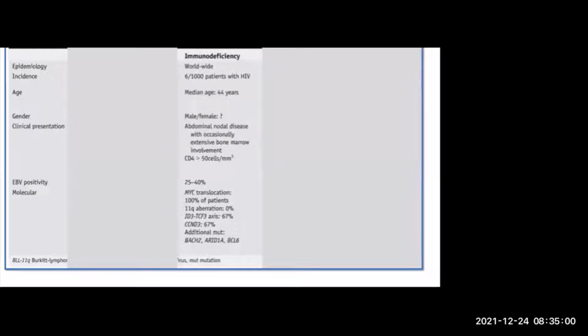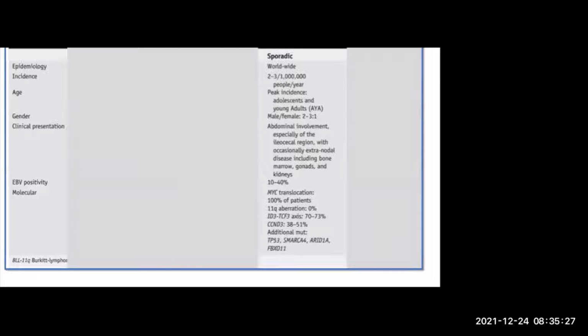Immunodeficiency associated Burkitt's lymphoma is typically seen in HIV positive patients irrespective of the CD4 count, and these patients usually present with abdominal nodal disease, and also with advanced stage with extensive marrow involvement. And EBV association is around 40% in these cases. Sporadic variant is less common, but we typically see it in our clinics also. They present with abdominal disease, and EBV here also is around 40%.